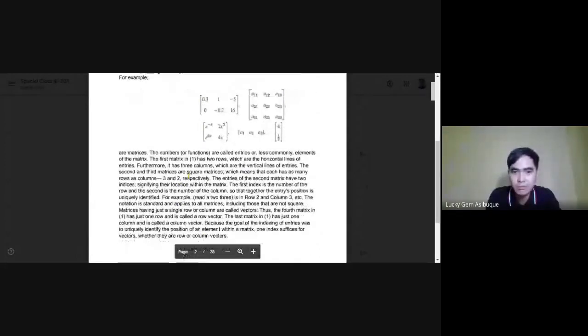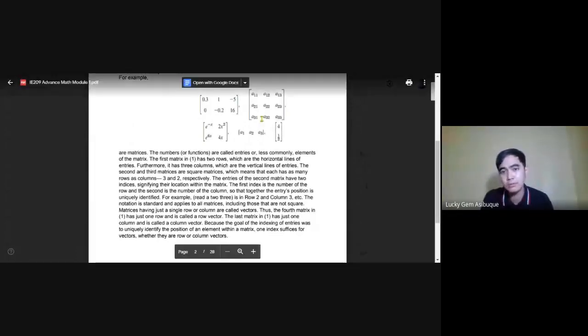So itong mga example nito guys, makikita natin yung unang example, meron siyang 3 columns, 2 rows. Okay? So the first matrix has 2 rows, yan, which are horizontal. Siyempre, pag rows, horizontal. Okay? So furthermore, it has 3 columns, which are vertical. So the second and third matrices are square matrices. So ano naman yung tinatawag na square matrices? So pag sinabi mo square matrices, meron siyang equal number of columns and rows.